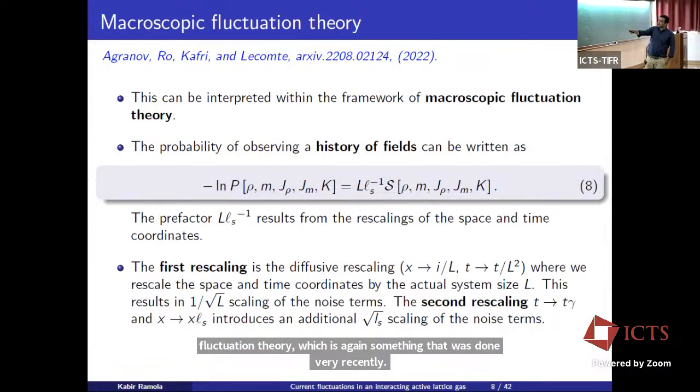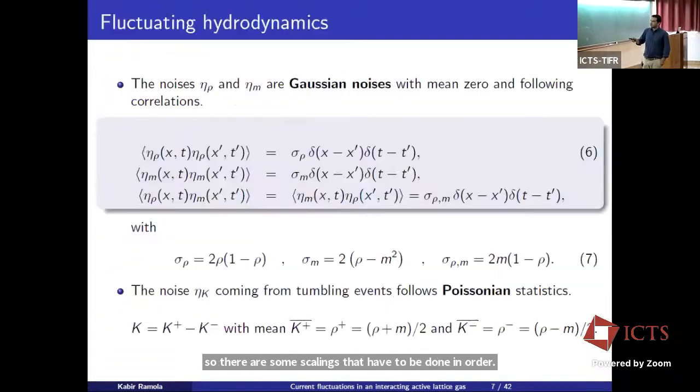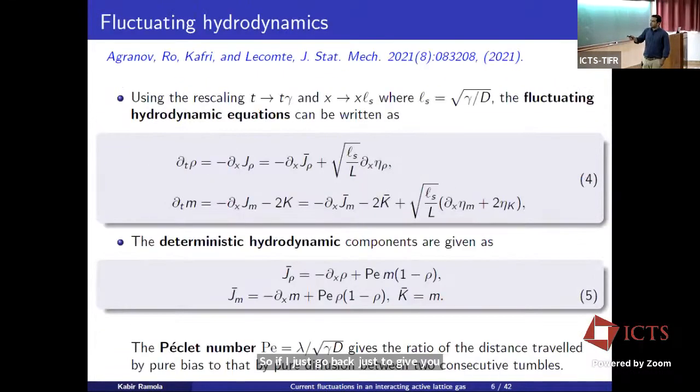Basically, you write down a probability of observing a history of fields: density, magnetization, current, density current, magnetization current, and this variable k, which keeps track of the asymmetry between the plus and minus factors. And so there are some scalings that have to be done. So if I just go back, just to give you an indication of why you need to scale, because you have different noises which scale in different ways.